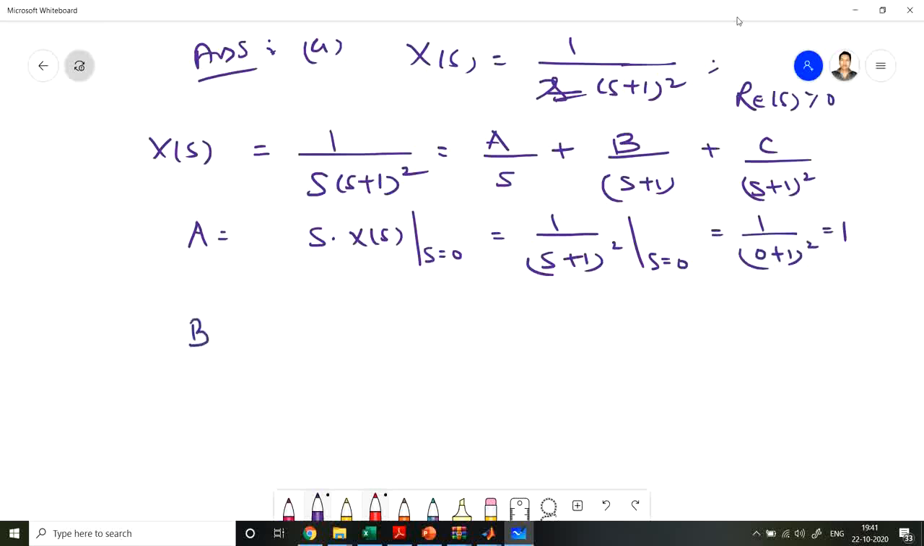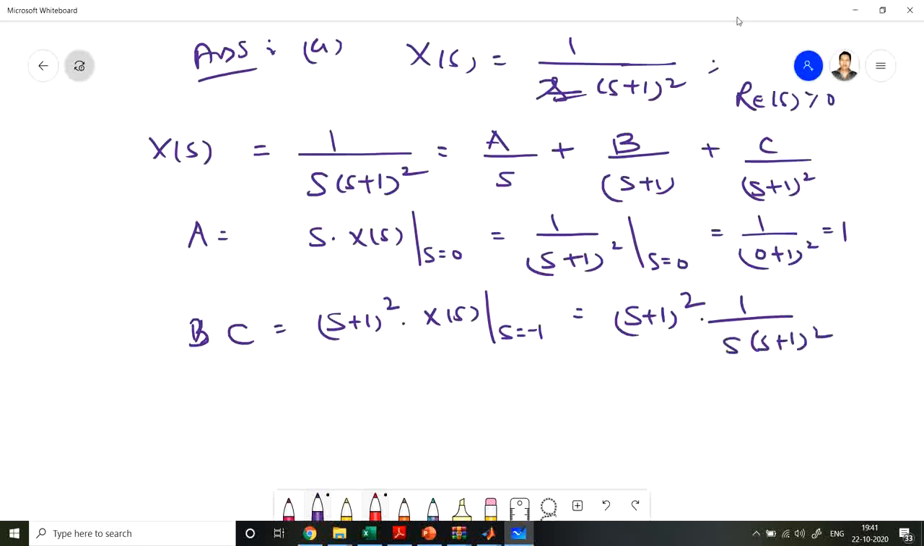Now before B, we need to find out C. Please refer to the previous lectures. So what is C? C is (s plus 1) whole square multiplied by X(s) at s equals minus 1. So it is (s plus 1) whole square times 1 divided by (s plus 1) whole square, at s equals minus 1. So C we are getting is minus 1. Then what is B? Now how to find out B?